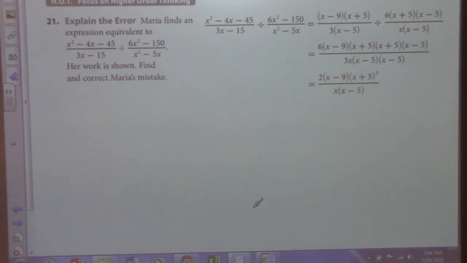What I want you to do is work on 21 and spot the error. We don't have very much time left in class, but I'll call on somebody to tell me the error that is spotted. So look at that and spot the error.